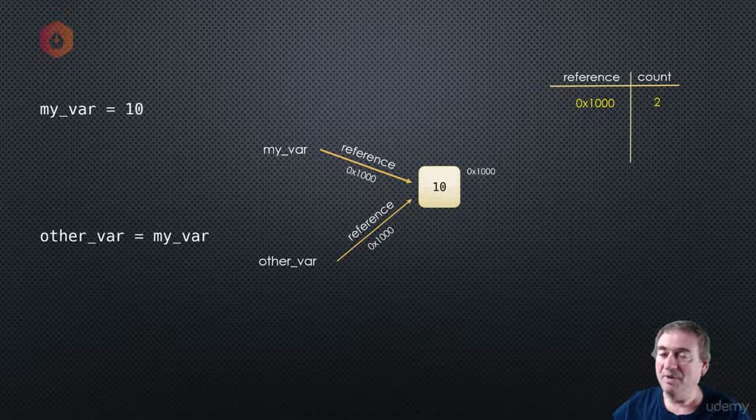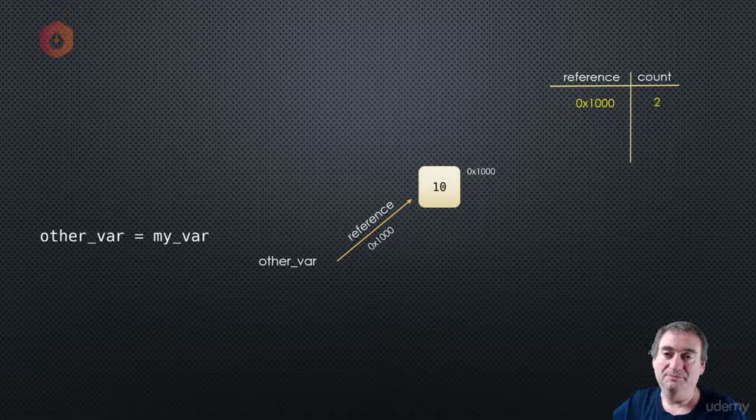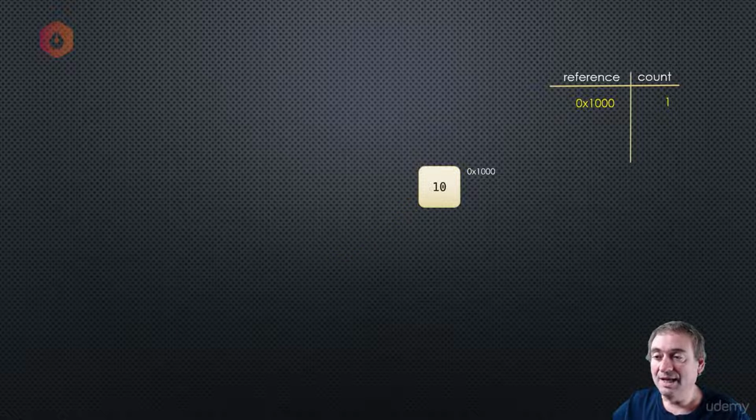Now let's say that my_var goes away. Either it falls out of scope, or maybe we assign it to a different object in memory, maybe even assign it to None. Then that reference goes away, and the reference count goes down to 1. And let's say other_var also goes away. So at some point in time, maybe it goes out of scope. Now there is nothing left, and the reference count therefore drops down to 0.